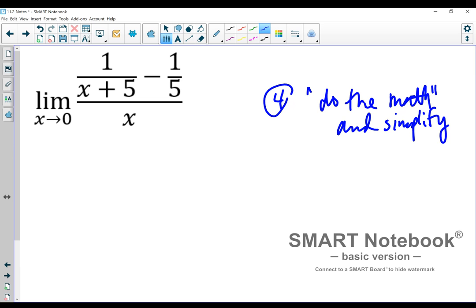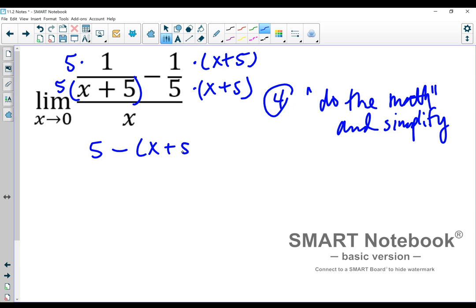So I'm going to take my numerator first and put it together in one fraction. So I would multiply the first one by 5 over 5, the second one by x plus 5 over x plus 5. So that means 5 times 1, that'll be a 5. I got a minus sign. 1 times x plus 5 is just x plus 5. And then all over that common denominator, which is now 5 times x plus 5.